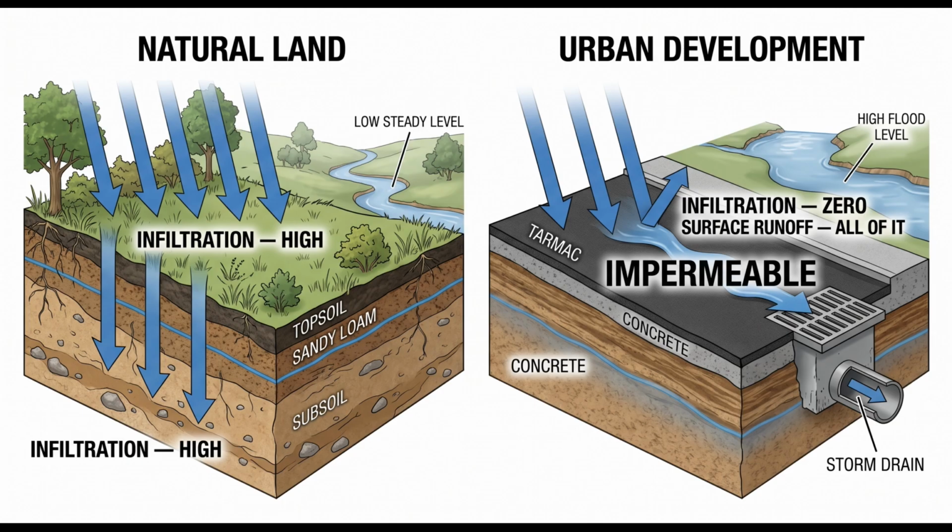Now look at the urban panel. Roads, pavements, car parks, and rooftops are made of concrete and tarmac. These materials are impermeable. Water simply cannot pass through them. When rain falls on an impermeable surface, it cannot enter the ground. Every drop that falls becomes surface runoff. It does not have the option to infiltrate. It flows immediately into drains and drainage channels. The word impermeable is the key to this whole explanation. Learn it, use it. It is the mechanism that connects urbanization to flood risk.